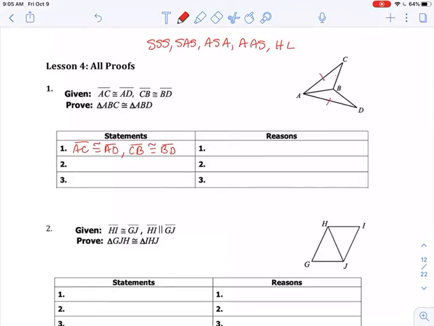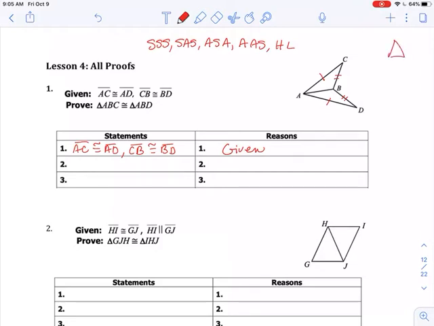I'm going to mark this on my picture as well. So AC is congruent to AD. And CB, I'll do 2 little slash marks there, is congruent to BD. And my reason is given. And that's all my given.